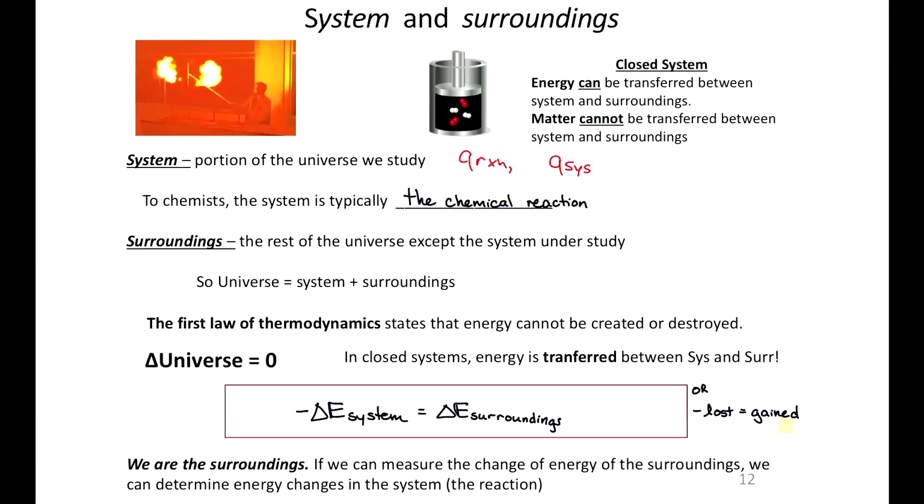We're going to be using this a lot. Do not forget this negative sign, right? The negative of something lost is always the positive of something that's gained, right? So what we have here, again, we are the surroundings, okay? So typically what's going to happen is we can measure the energy changes of the surroundings, and we're going to relate that back to the system, or the reaction. That's kind of a precursor to calorimetry, what we're going to do in a little bit, and what you'll do in the IHT lab.